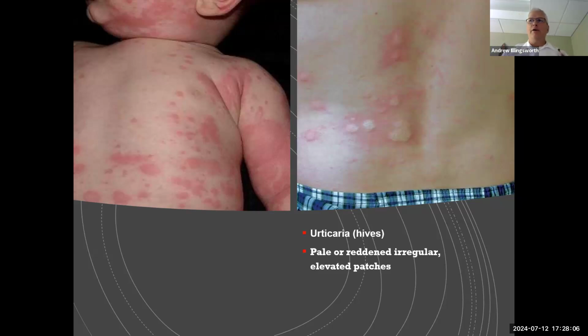Just as you see it, pale and reddening and irregular, raised, elevated patches of skin. Very, very obvious when you see them. And it's very itchy. It itches, it burns. It's a form of histamine release, and it also is very, very common.